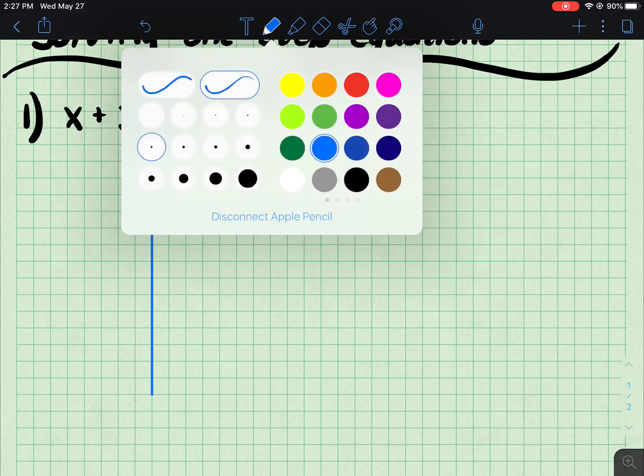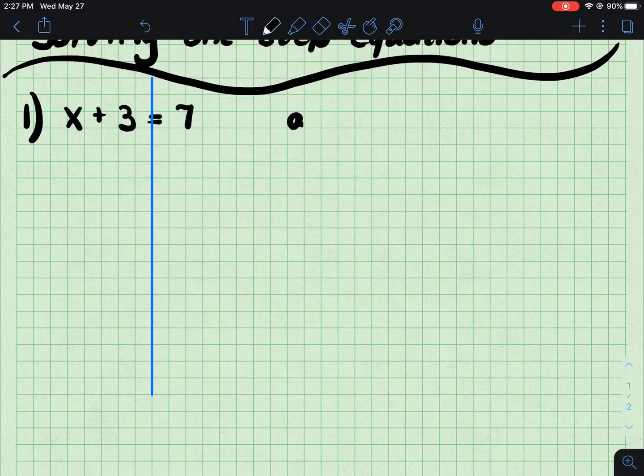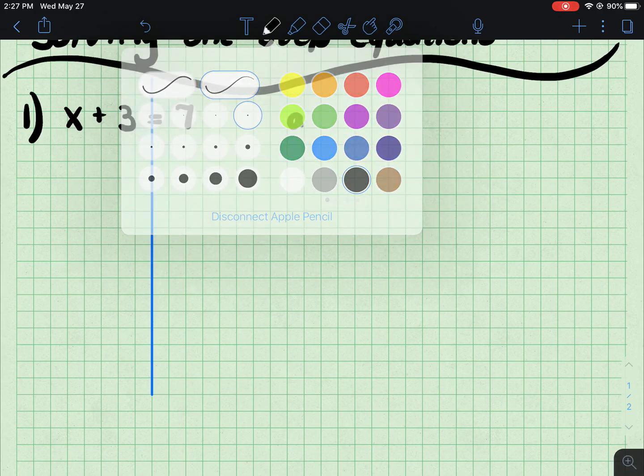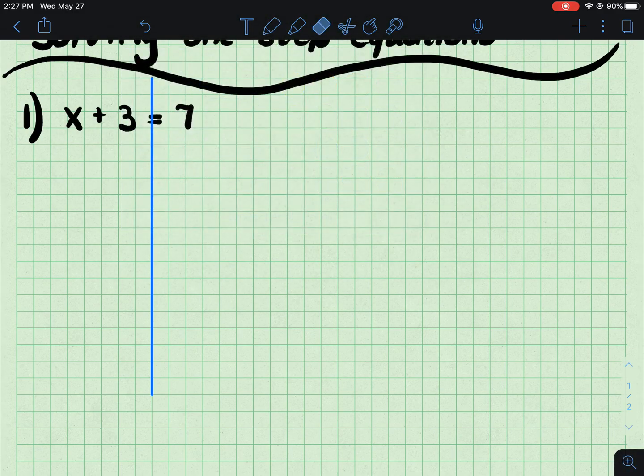Now over here, I'm going to actually write down my thinking as I go through these problems. So my first thought is, I don't like that. I'm going to make that thinner. Okay. My first question is going to be, what wants to be alone?